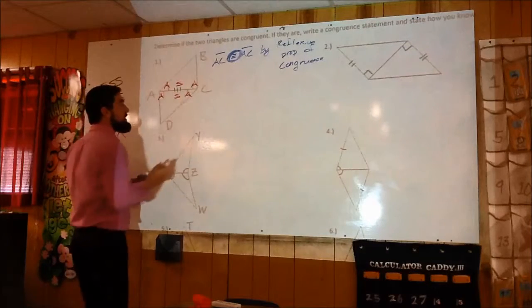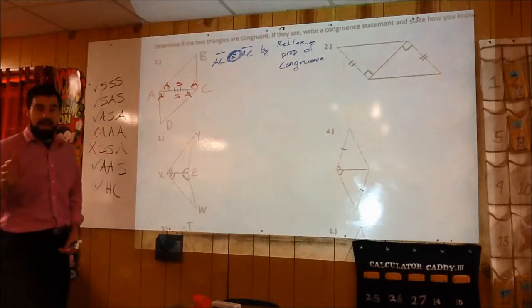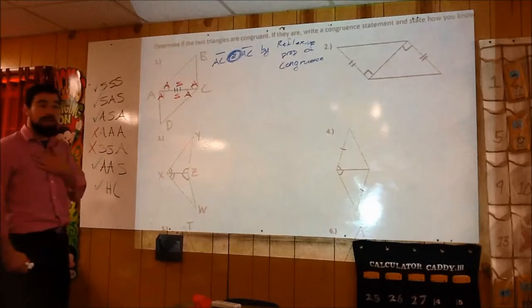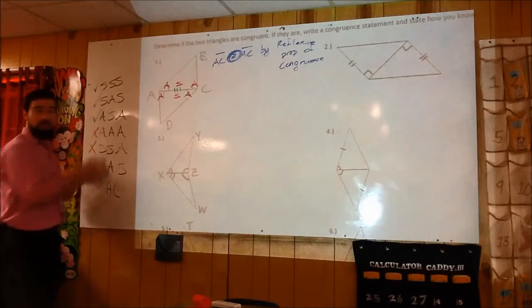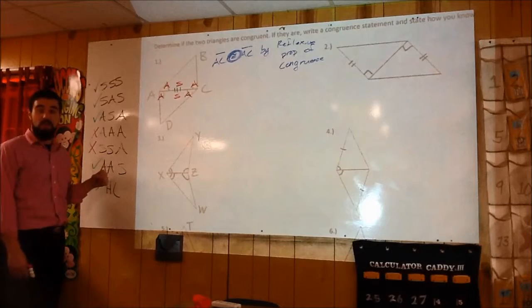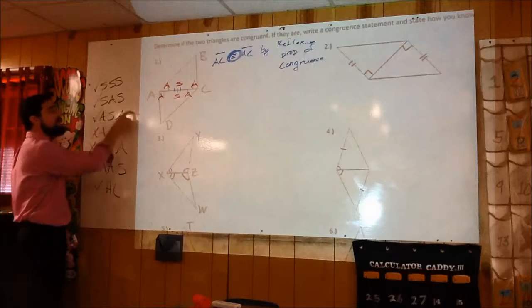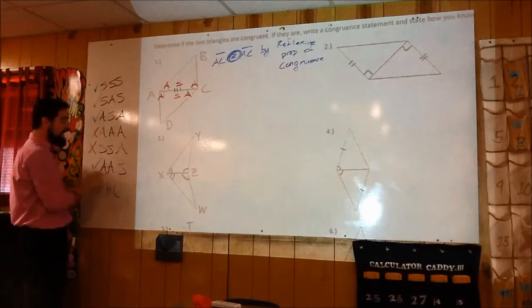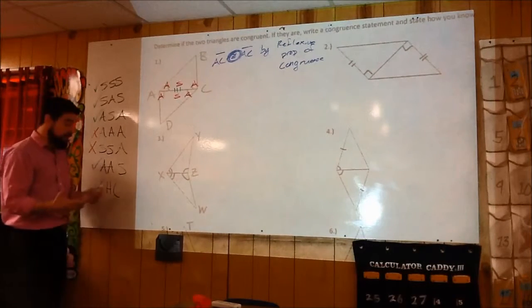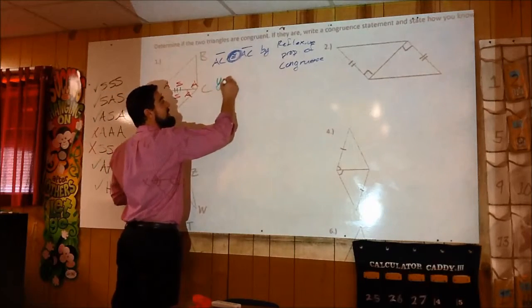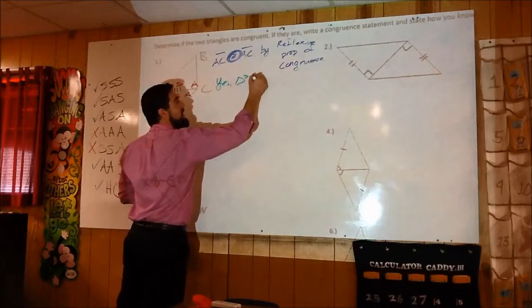I've got that two corresponding angles and one corresponding side are congruent. So I know that whatever acronym I'm going to choose has to involve two angles and one side. So I have to just determine, am I going to use angle, side, angle, or angle, angle, side? They both work, so I know the answer to this question is yes, comma, triangles are congruent.